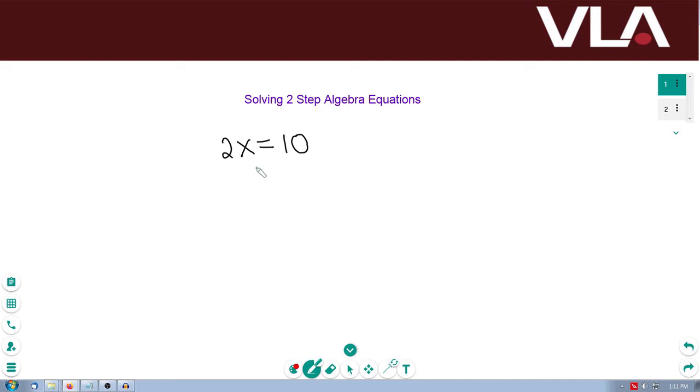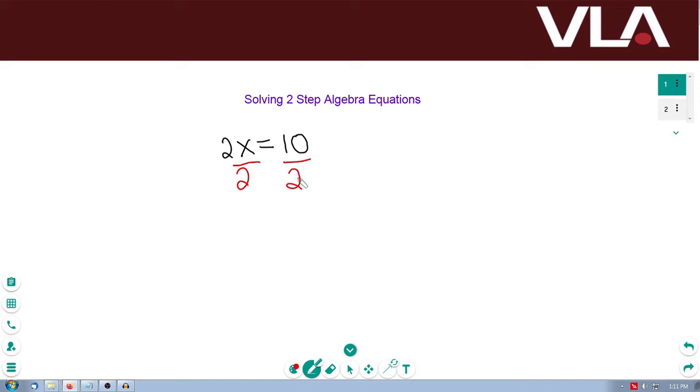So the first thing we want to do is get rid of the 2 in front of the x. Since this is multiplied, we want to take the inverse operation of that. The inverse operation of multiplication is division. So in order to solve this, I want to divide both sides by 2. In order for the equation to stay balanced, whatever I do to one side of the equation, I must do to the second side of the equation.